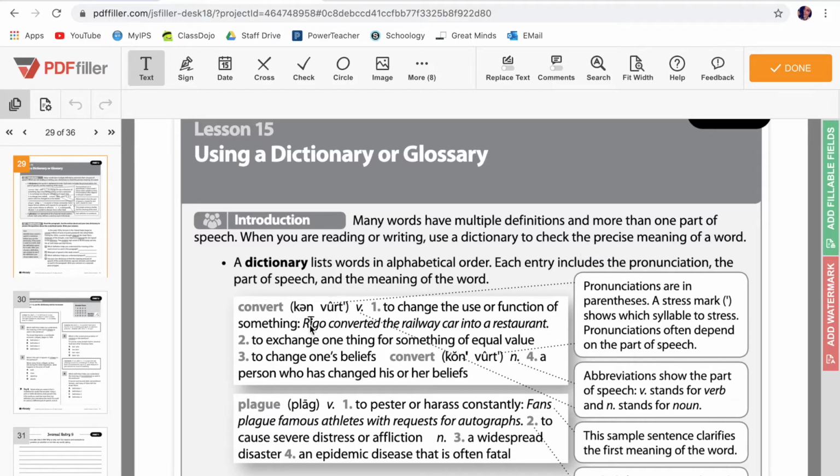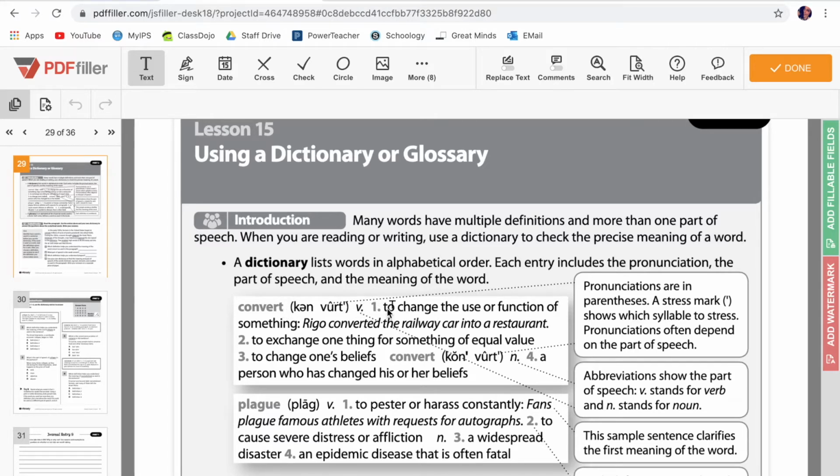So if you look at this word here, it says pronunciations are in parentheses. A stress mark shows which syllable to stress. Pronunciations are often different depending on the part of speech. So it's convert. So we're enunciating that T, convert. Okay? So that's why it has that apostrophe there, or a stress mark. So right here, it's the abbreviation, so the part of speech. So V stands for verb, N stands for noun. ADJ stands for adjective, that sort of thing. So here we can see convert is a verb.